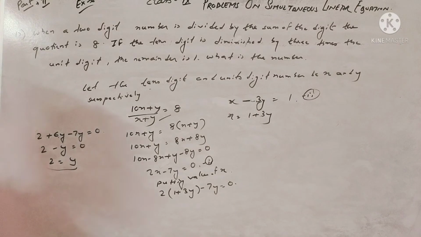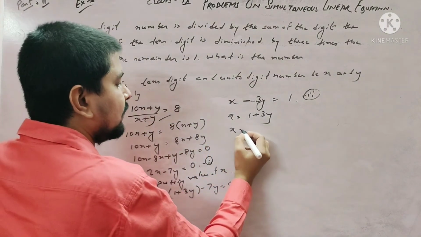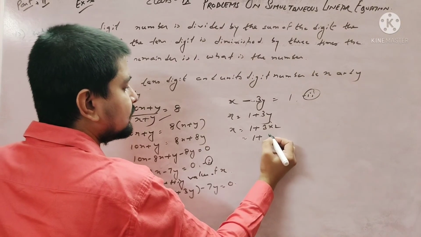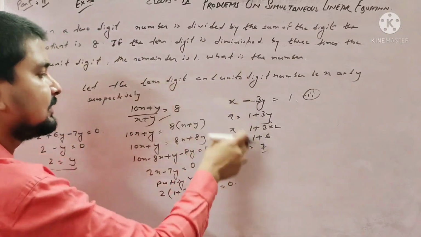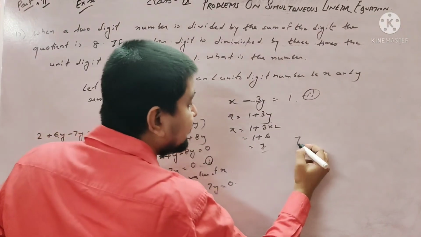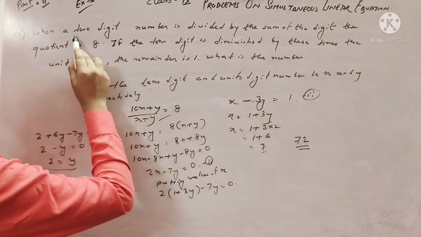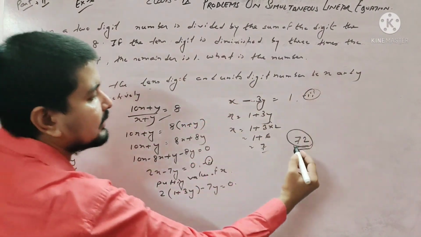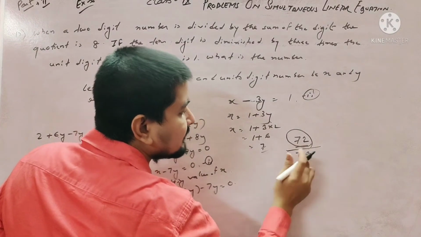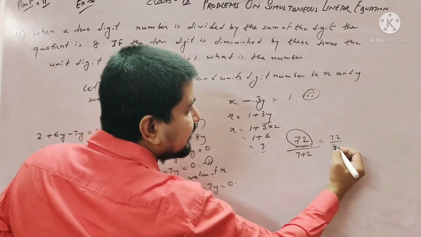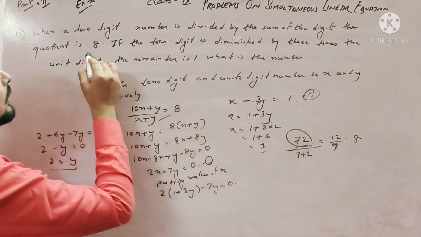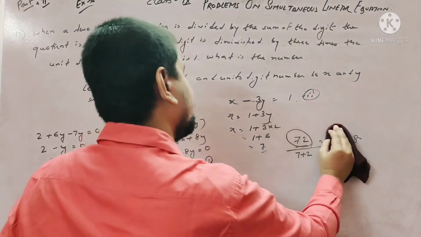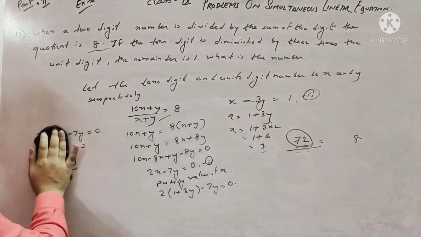Therefore the value of y is 2. So x equals 1 plus 3 times 2, that is 1 plus 6, which is 7. So x is 7 and y is 2, and the number is 72. Check: when 72 is divided by the sum of the digits, 7 plus 2 is 9, 72 divided by 9 is 8. So the quotient is 8, which means our answer is correct. The number is 72.